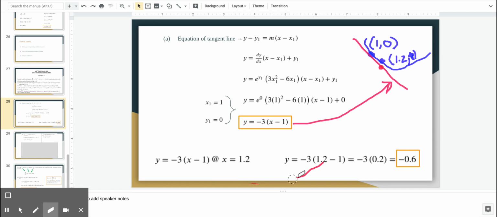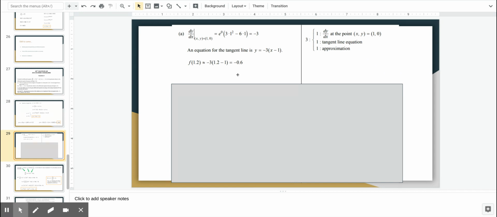Okay, so hopefully that wasn't too bad, and hopefully this part makes sense up here as to why, what you're actually doing in terms of finding an approximation. Okay, here are your scoring guidelines for part A. If you were to actually do that, you get 1 point for solving for the derivative at (1, 0). That's literally just plugging 1 and 0 into your differential equation.